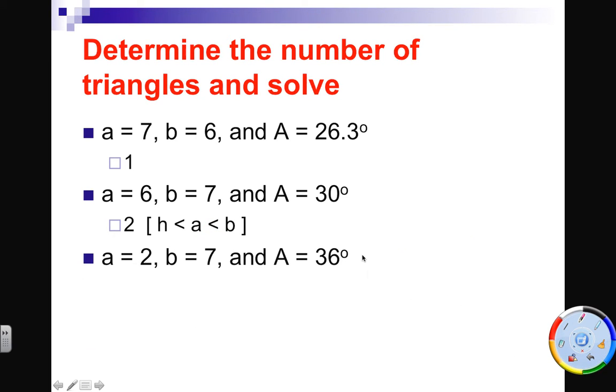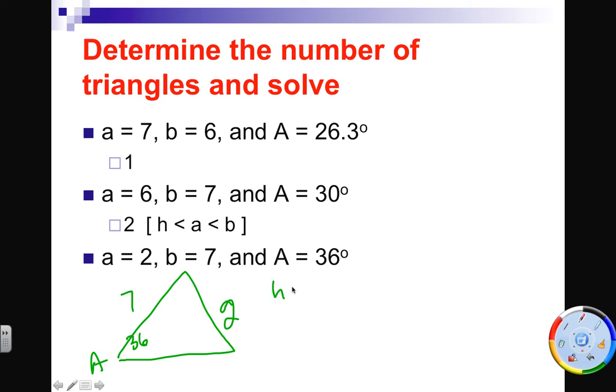All right, what's the next one? a is 2, b is 7, A is 36 degrees. So coming up here, A is 36, little a is 2, little b is 7. Let's figure this out. All right, so is a bigger than b? Nope. Is a less than b? Yeah, but that doesn't really help me. Is a less than h?